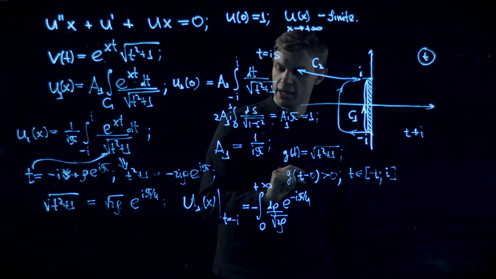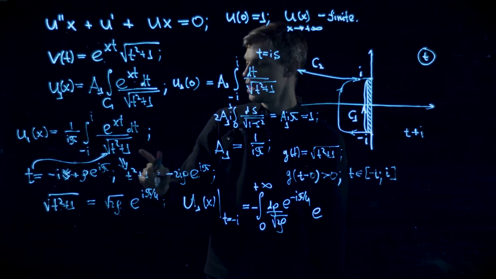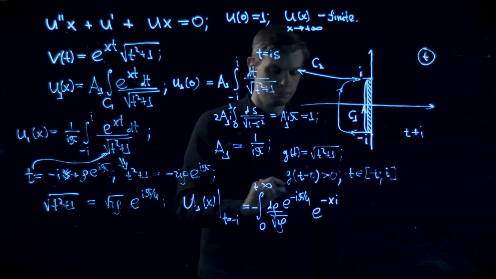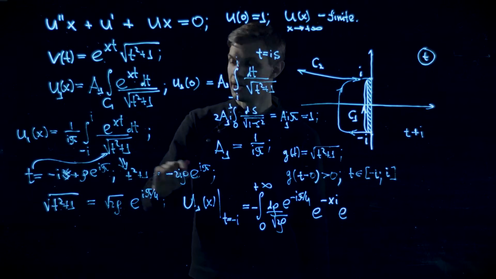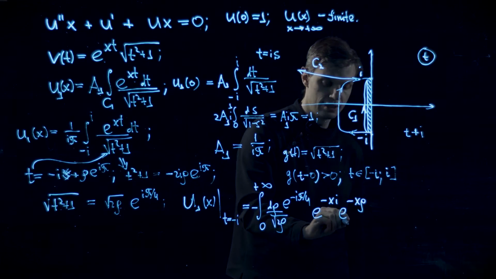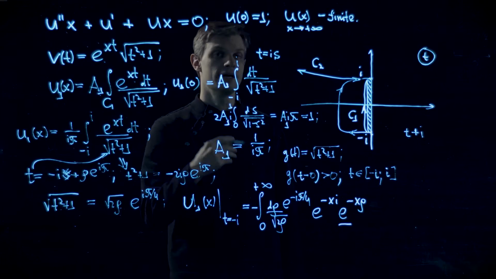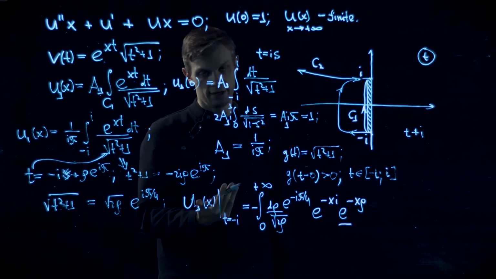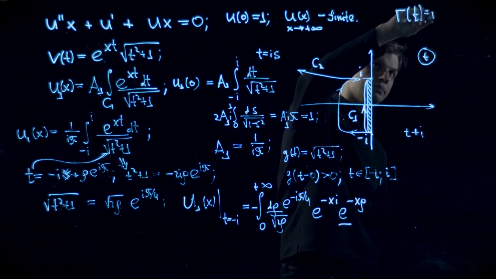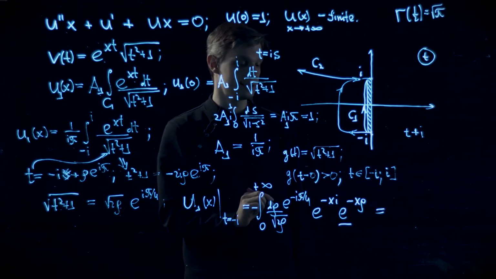Next, we have this exponential. So it is turned into e to x minus xi, sorry, times e to minus x rho. So what do you clearly see here? e to minus x rho, over 2 rho, the integral from 0 to plus infinity. It's a simple gamma function of 1/2. And the gamma function of 1/2, probably you remember, is the square root of pi. So here it is. It seems that we are done.